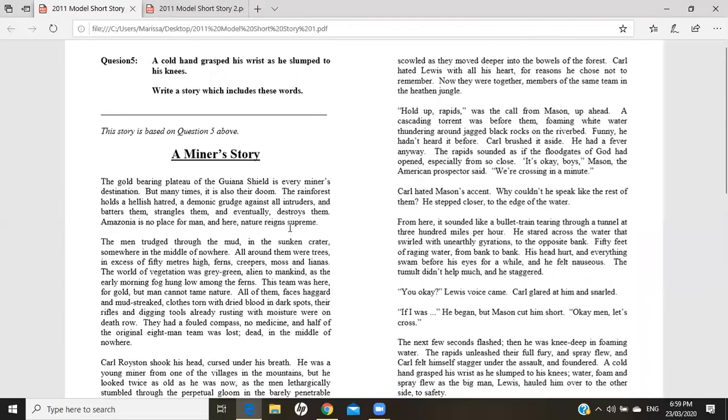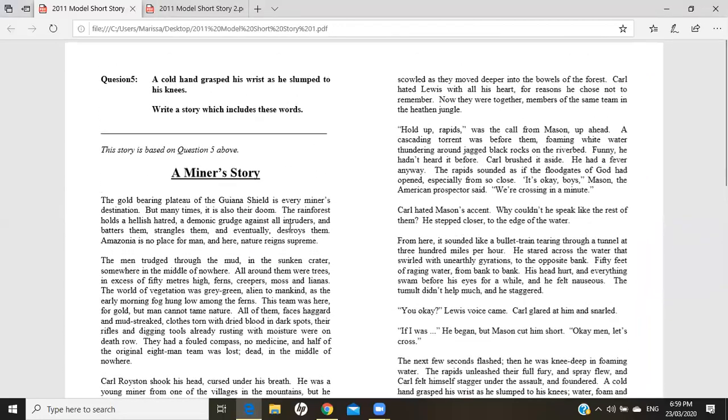So let's read this story and see what Nathan interpreted this prompt to be. The little phrase that we see here is called the prompt, because it's prompting us as to what story to write. Let's see how he interpreted this. But before I start, how would you all interpret this and what would you write with this question? When they just gave you this line saying a cold hand grasped his wrist as he slumped to his knees, what could you write about if you get this question?